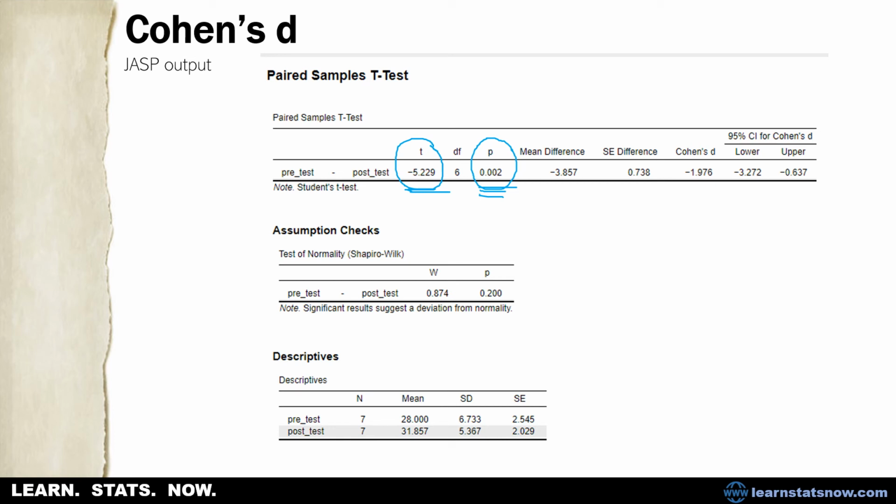Then we come over here and we see Cohen's d, which is at negative 1.976, rounded up it's negative 1.98. So again, it's confirming the math that we did. And then there's the 95% confidence interval for Cohen's d. And again, what that tells us is that in the population, we're 95% confident that the true population level Cohen's d is from negative 3.272 to negative 0.637.